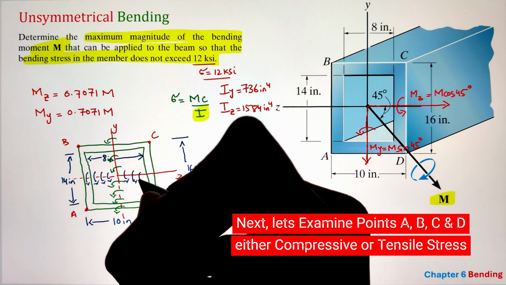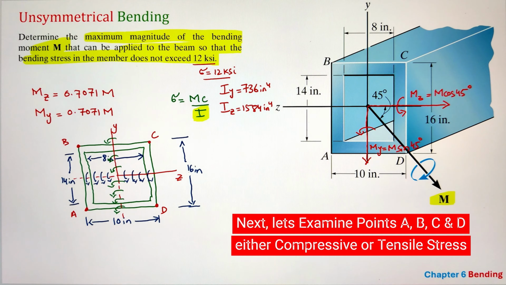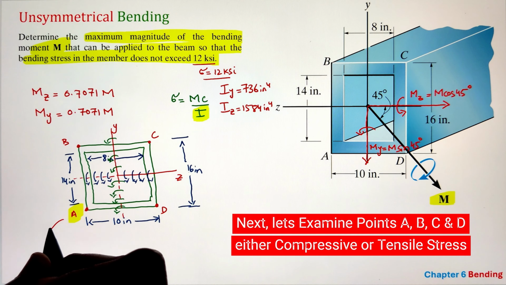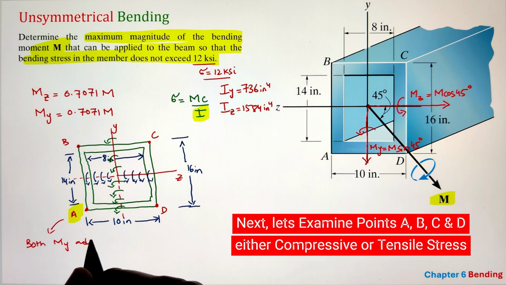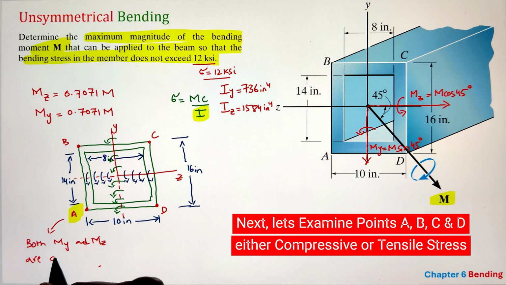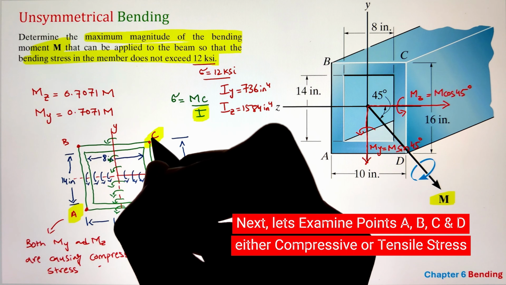Similarly, for Mz, we will have our tensile stresses on the section of the beam that is above the z-axis where our points B and C lie, whereas where points A and D lie, it will be in compression. So if you look at point A, both My and Mz have compression stresses acting on it, whereas if you look at point C, both My and Mz are going to cause tensile stress at that point.